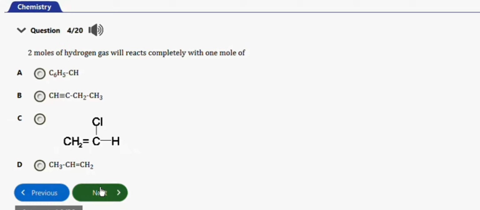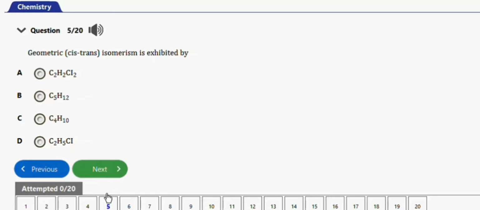The next question says, geometric or cis-trans isomerism is exhibited by. So the right answer here will not be an alkane, like option B and option C, they are alkanes, so alkanes don't exhibit geometric isomerism. So the right answer will be option A. Guys, when you spread this on paper, you're going to see that it will be option A. Take note of this question.